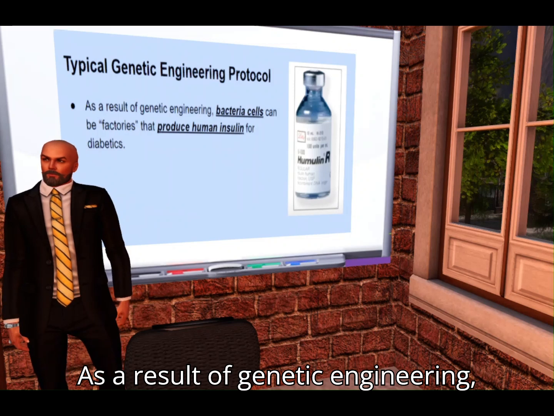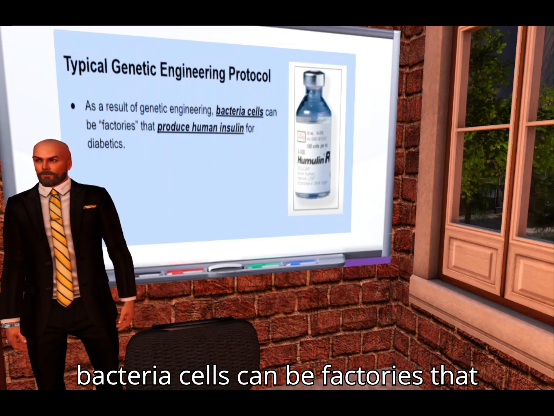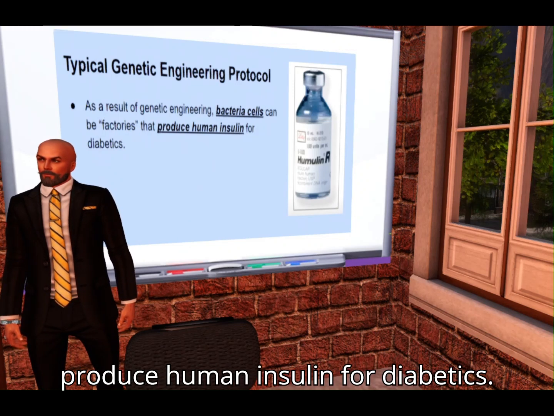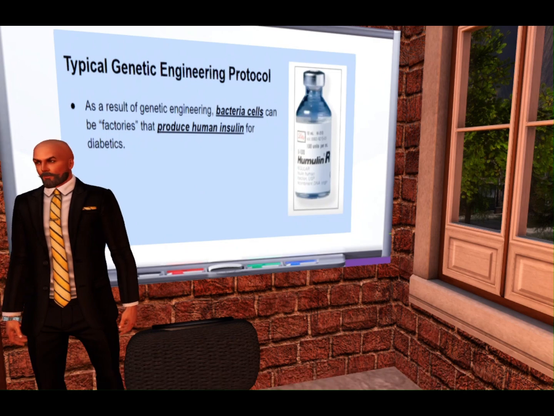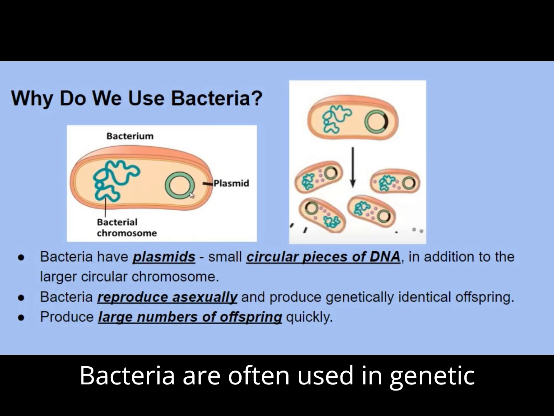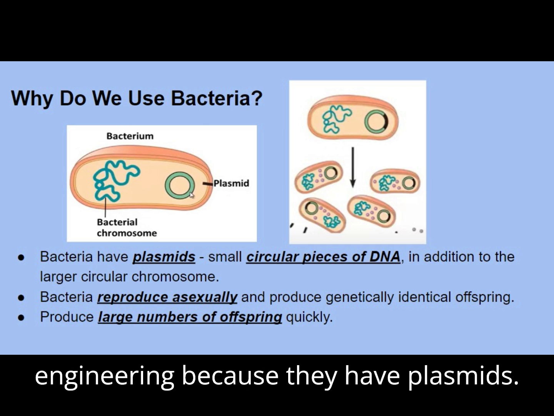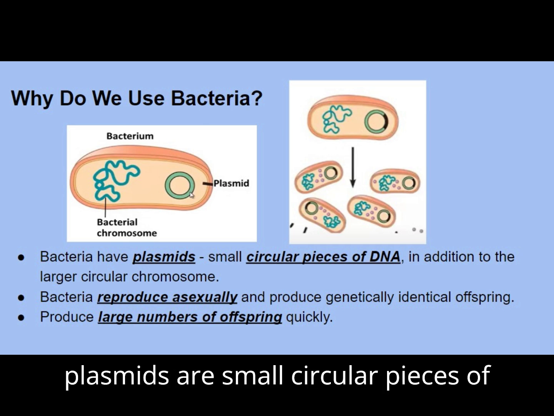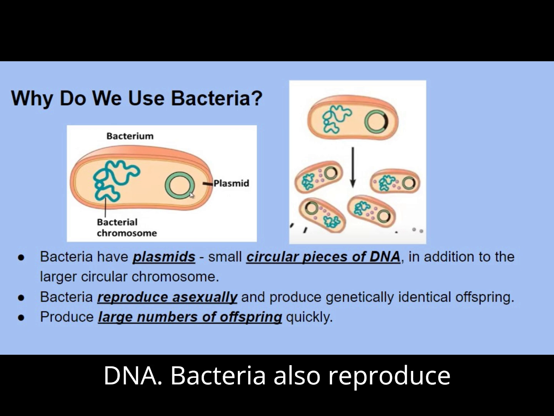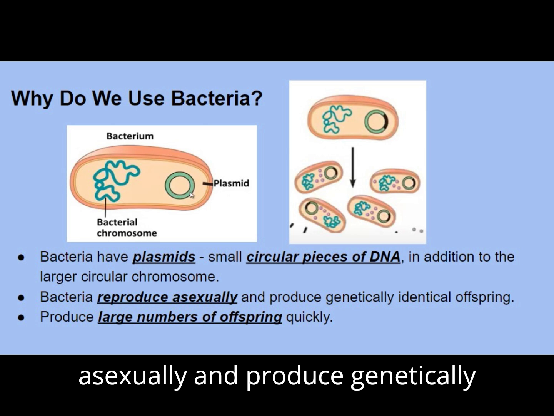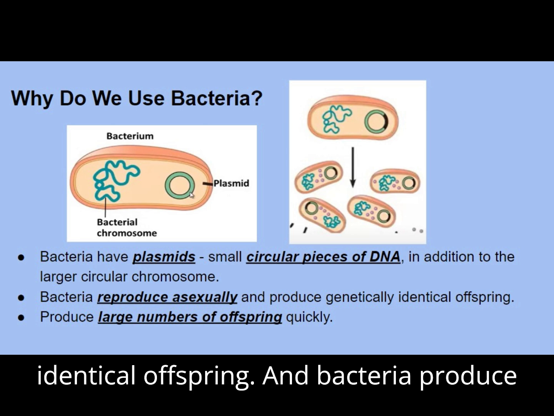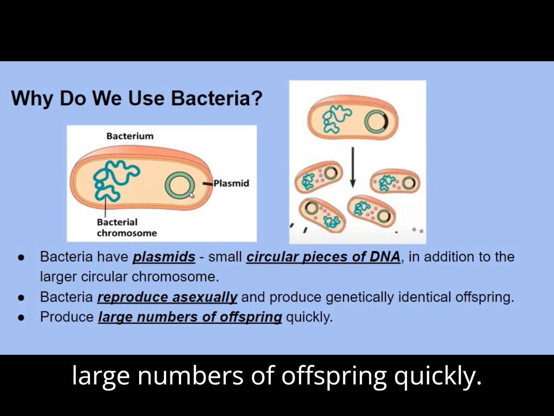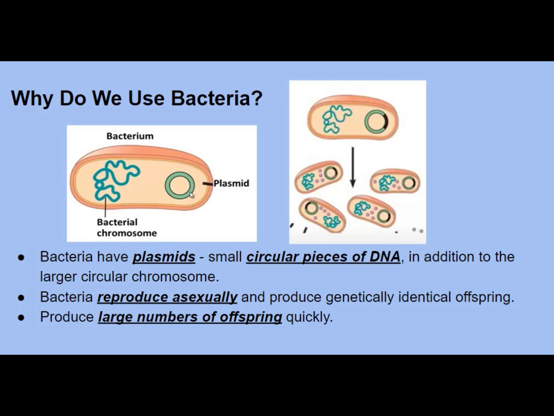As a result of genetic engineering, bacteria cells can be factories that produce human insulin for diabetics. Bacteria are often used in genetic engineering because they have plasmids. Recall from previous lessons that plasmids are small circular pieces of DNA. Bacteria also reproduce asexually and produce genetically identical offspring, and bacteria produce large numbers of offspring quickly.